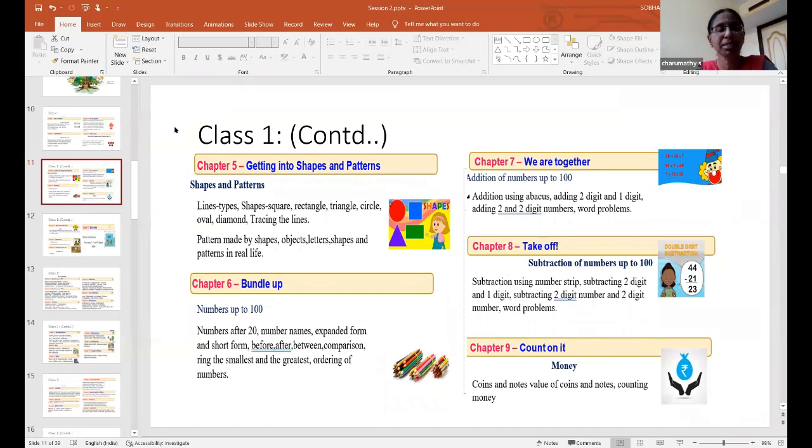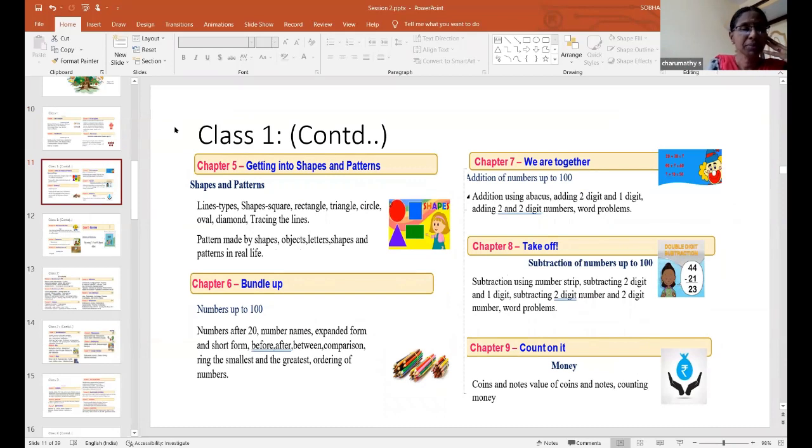Again, the same topics that were covered in chapter 2. Before, after, between, ring the smallest and the greatest. This is to make them identify the greatest number and the smallest number amongst the given numbers. Then, of course, ordering of numbers, which is nothing but increasing and decreasing order.